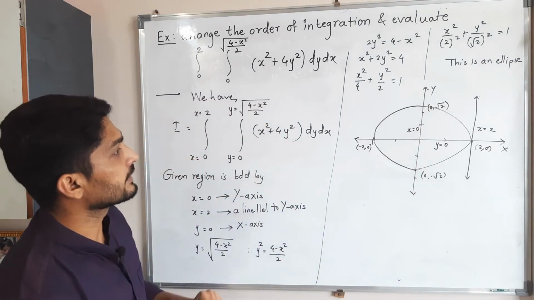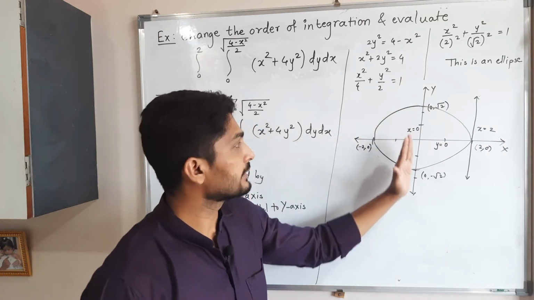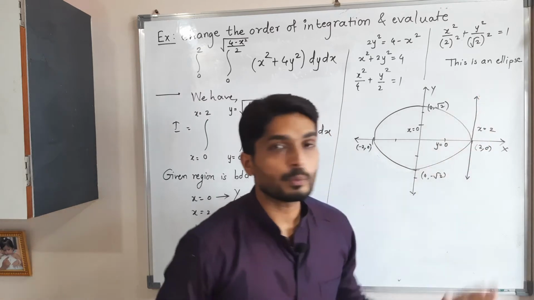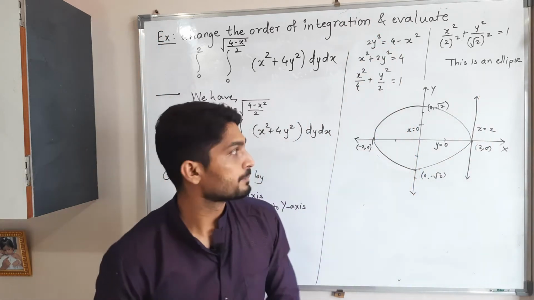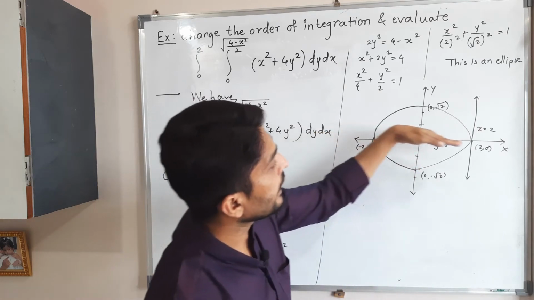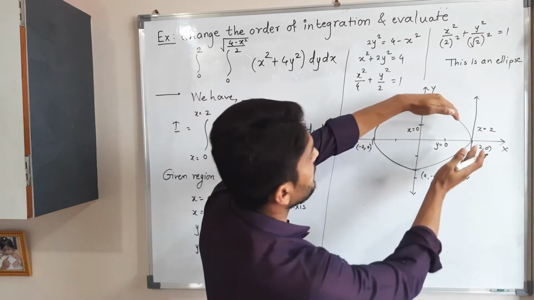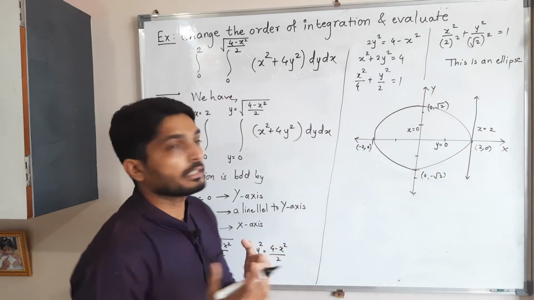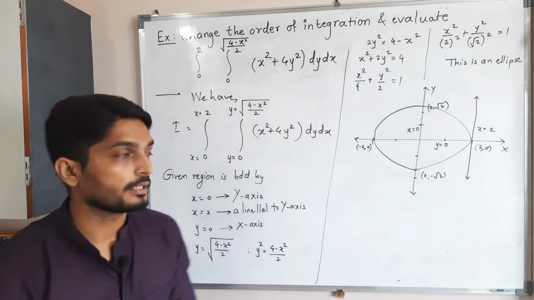See, now we have to decide the region. The region is bounded by x is equal to 0 and by x is equal to 2. That means the region lies between these two lines. Next, it is bounded by y is equal to 0 also, correct? And it is bounded by this ellipse also. So maybe you will get confused about which region we have to consider, this region or this region. So let us think about it.